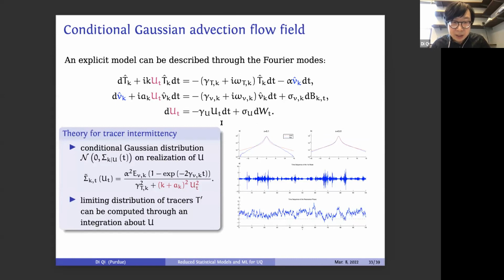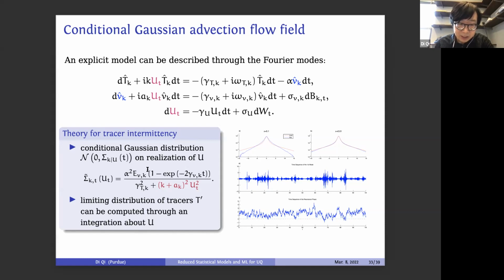So here we just rewrite the same equation, but under each spectral mode. So this is each Fourier mode of the tracer if we assume periodic boundary condition, and the modes for the shear flow and the dynamics for the mean cross-sweep. So the advantage is now we can write down the explicit solution for the tracer conditional on the realization of the mean flow U here.